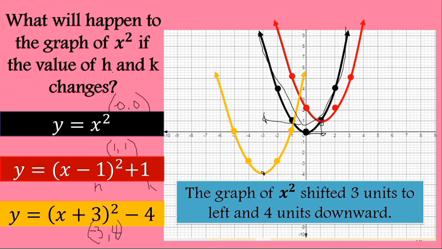Again, h, k means the vertex. And if it is inside the parentheses, you'll have to change the sign of your h. You'll have negative 3 here. And if the sign is negative for k, it means it goes downward. If it's positive, it goes upward. Same thing happens with x. If the value of h is negative, then it goes to the left. If it's positive, then it goes to the right.